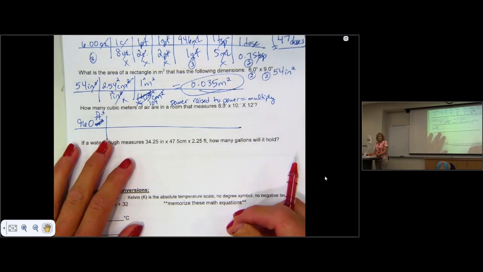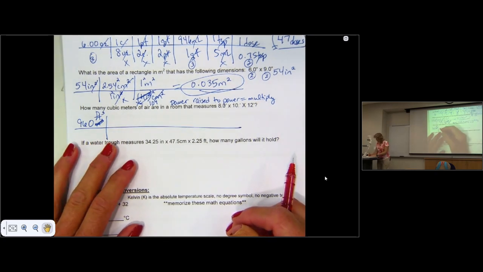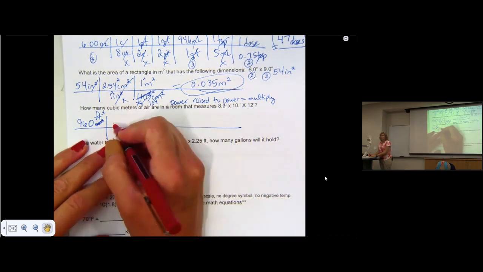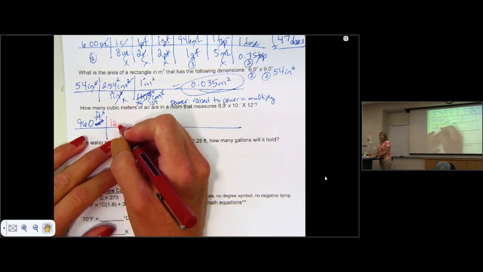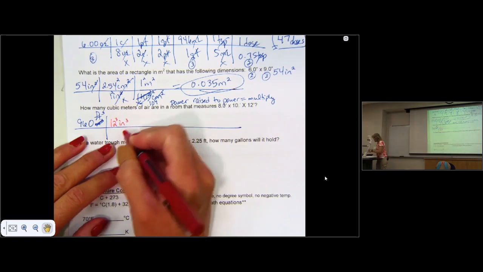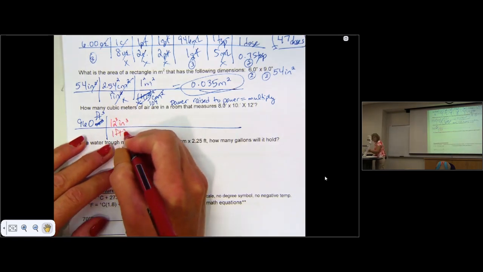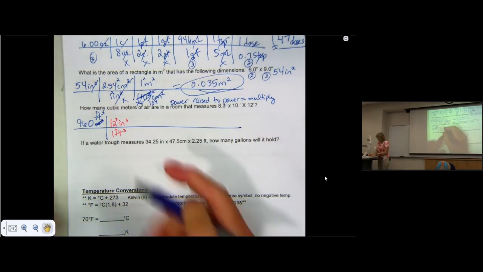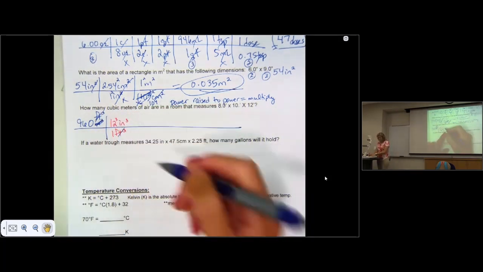What is my next step? What goes on top? Tell me everything this time. 12 cubed, inches cubed over 1 foot cubed. Just set it there. What's next then?